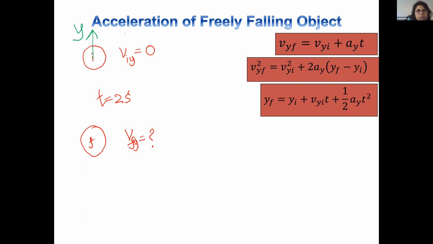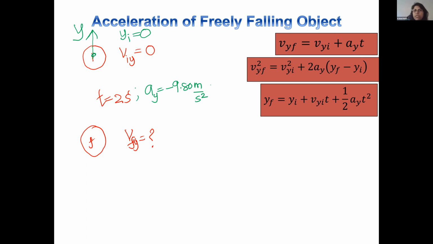At this point, we know that y initial is equal to 0. That's the origin that I'm going to select. In addition to that, you already know that you have acceleration in the y direction. That will be negative 9.80 meters per second squared. Now my question is asking you to find the final velocity after 2 seconds.